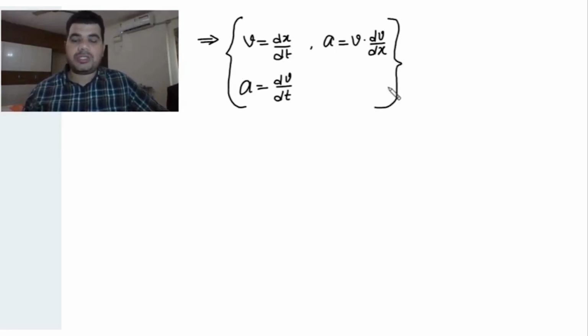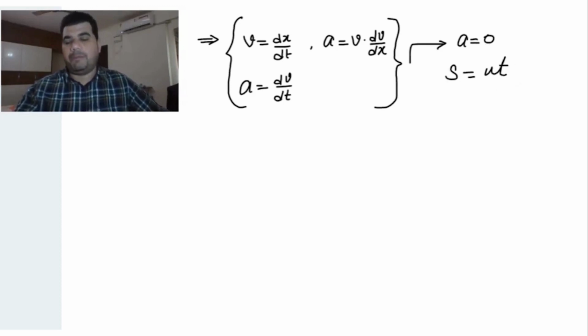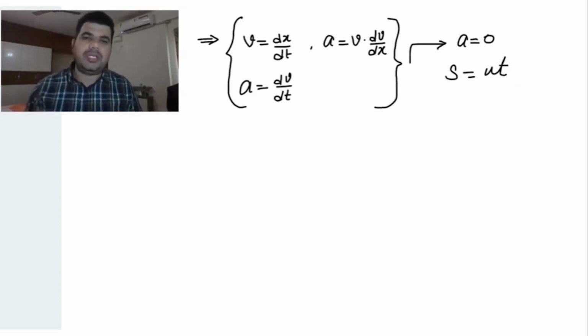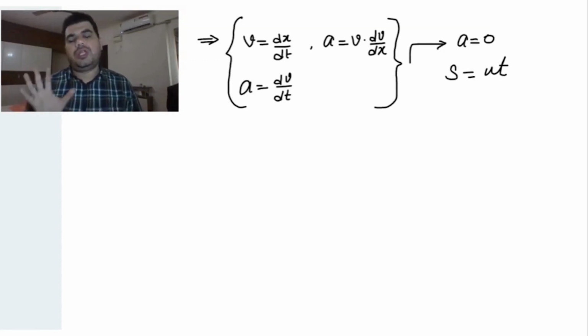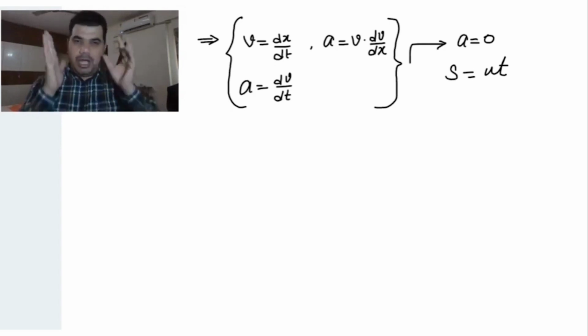These are the basic equations of kinematics, and they are applicable whether acceleration is constant, variable, or any type of acceleration. But if acceleration is equal to 0, then you have a very simple equation: s is equal to ut. This equation is very easy, and you can solve it very easily. It is called the childhood equation because you have been studying s is equal to ut, or speed equals distance divided by time, since childhood. I hope this was the first formula of your life. Okay, let's move ahead.